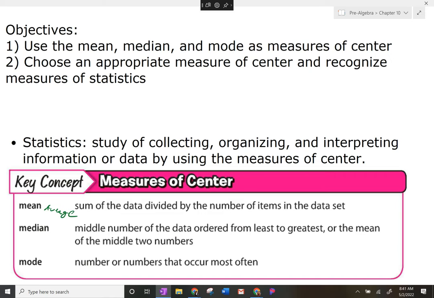That's my median. Okay? I can double check this and I can count on this side. I've got 6 numbers on this side. I've got 6 numbers on this side. That means that this one is right in the middle of my data.